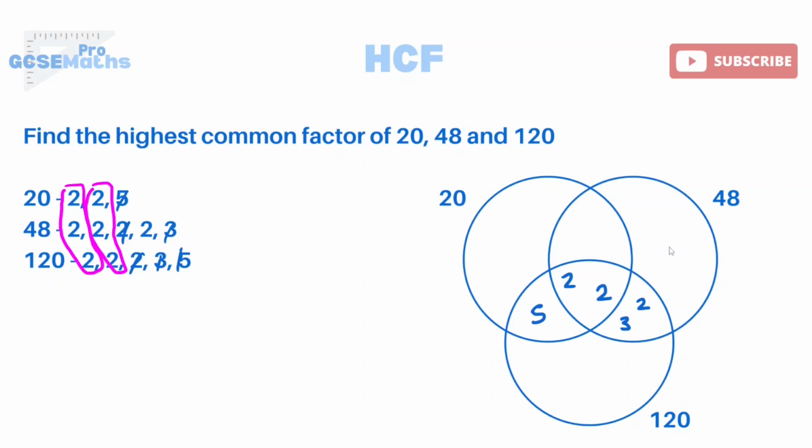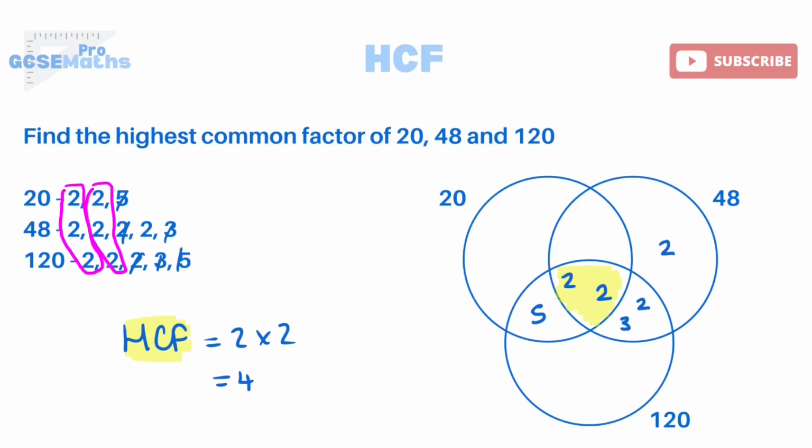And then there's a 2 left over in 48 that no one else has. Okay, so then to find the highest common factor of this, it's just literally that bit right in the middle as well. It has to be where all 3 of them overlap in this case. So the highest common factor is 2 times 2, which is 4.